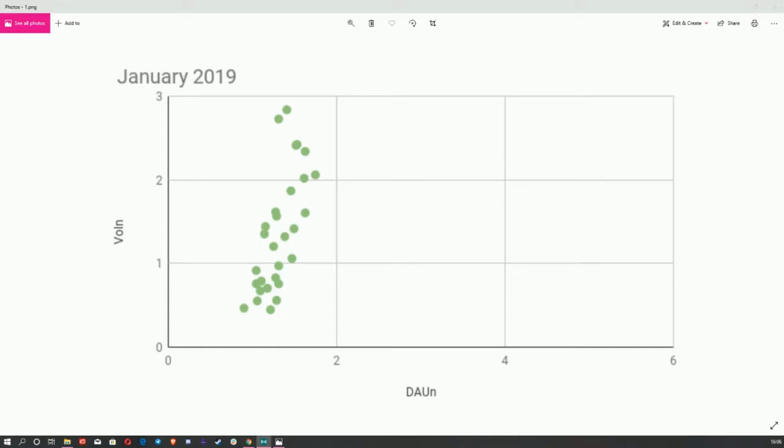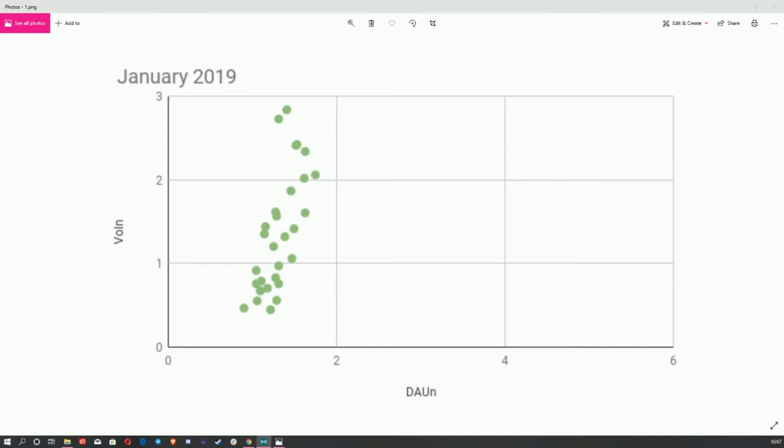And then on the vertical axis, we have volume. Volume is the volume of ETH, the cryptocurrency from the Ethereum network, that's being spent. So what we have here is a scatter graph of the number of people on the horizontal axis and how much they're spending. Each one of these dots is for a day, and this is for January 2019.